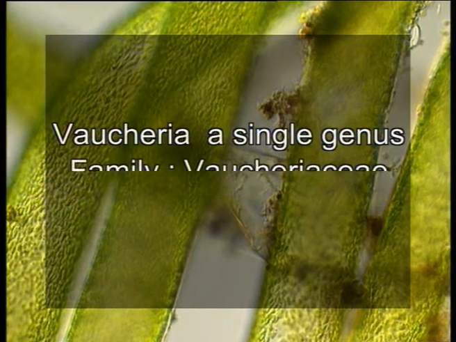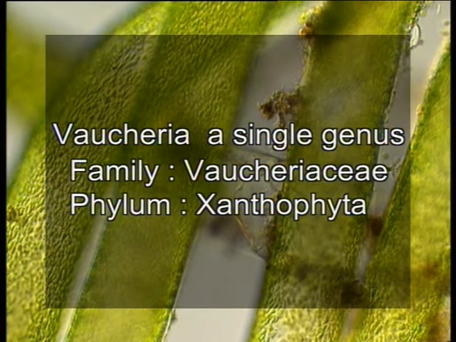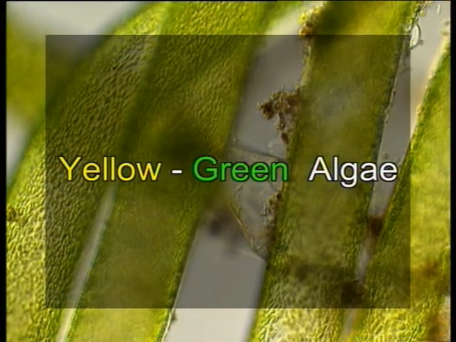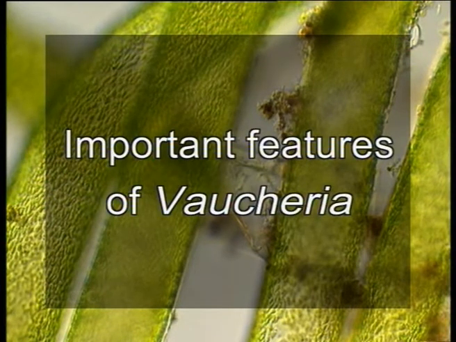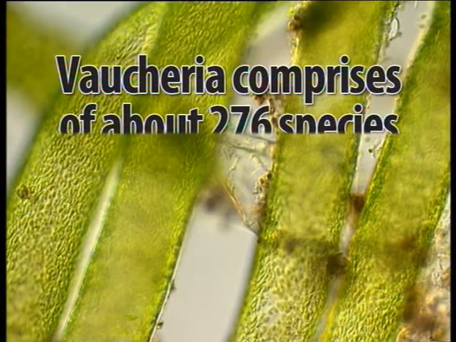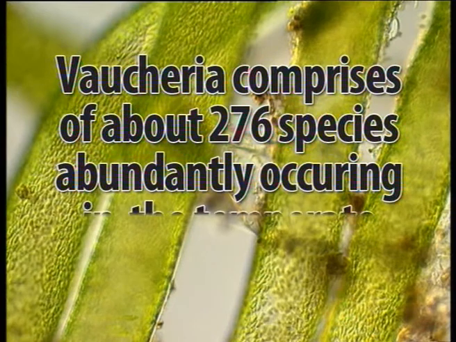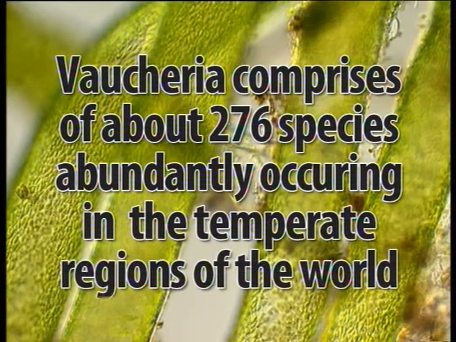Vaucheria is a single genus of family Vaucheriaceae, phylum Xanthophyta, the latter commonly known as yellow-green algae. Let us start with the important features of Vaucheria. Vaucheria presently comprises about 276 species, which occur abundantly in the temperate regions of the world.